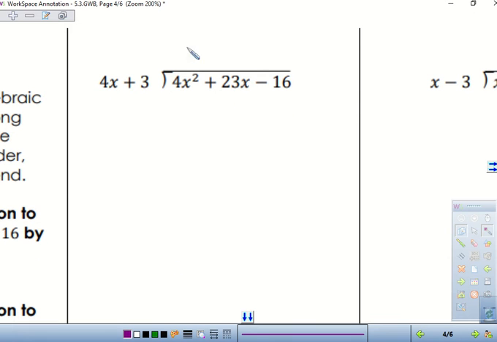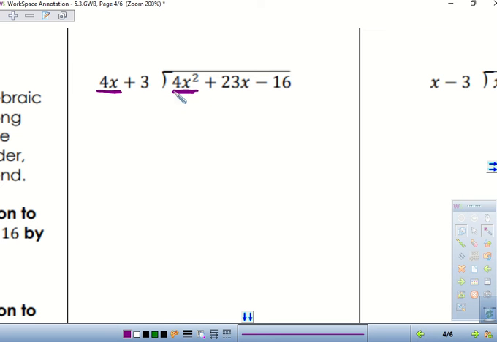First thing you do is you look at this and make sure they're both in standard form, descending degree order. Are both of these expressions in descending degree order? Yes. So we can move on to the next step. We always want to look at the first term of the divisor.